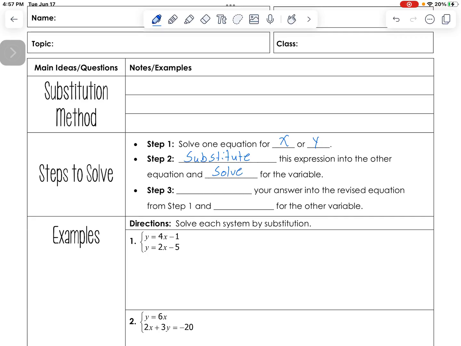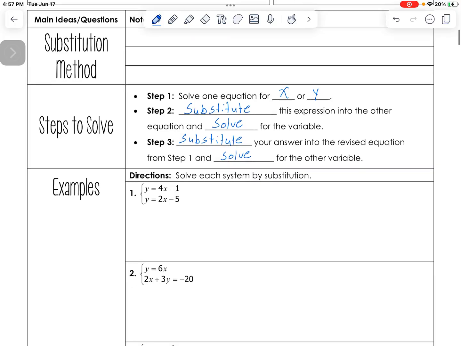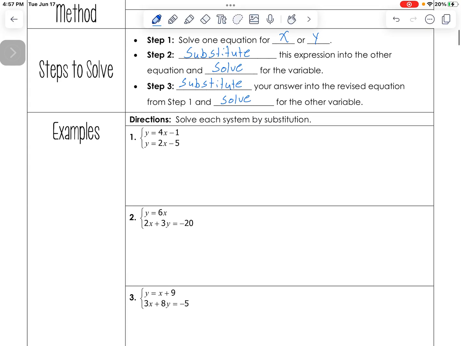All right, step 3 is going to be substitute your answer into the revised equation from step 1 and solve for the other variable. Good. All right, look here at examples. Number 1: y equals 4x minus 1 and y equals 2x minus 5.